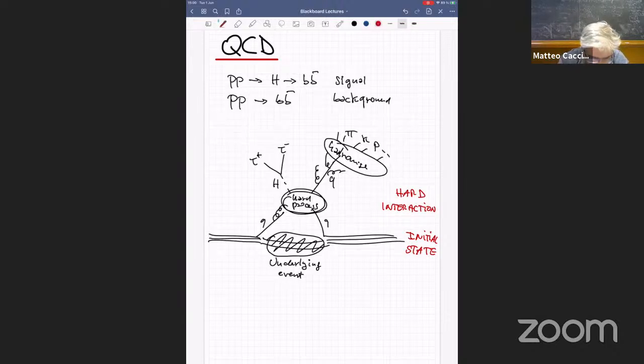And then again, there is a final state here, which is what happens after the hard interaction. The hard interaction produces a quark here, but we do not observe a quark in the detector. We observe the result of its hadronization and fragmentation. By this, I mean that this quark is not something we can observe because of a property of strong interactions. We'll talk about it.